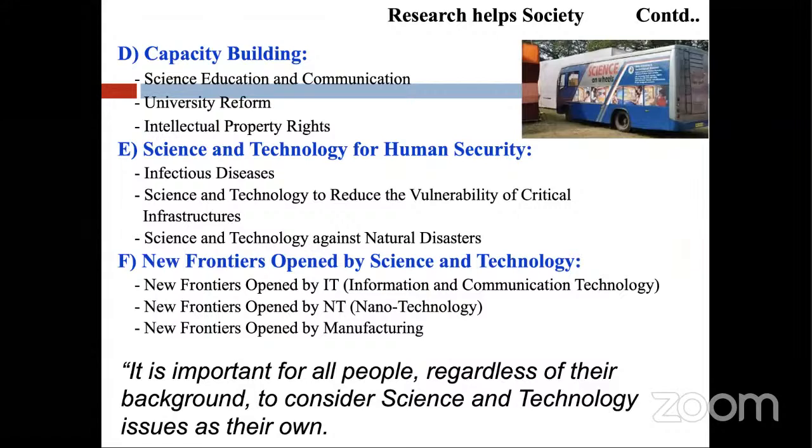Then capacity building, where we should concentrate on science education and communication. So many colleges, schools, education have come up. Then intellectual property rights, you must have come across very frequently. We have webinars on intellectual property rights, we have awareness programs. So now we are educating the people about their rights. Science and technology for human security, like infectious diseases, infrastructure, how we can fight against natural disasters. This is a natural disaster, COVID is a natural disaster.